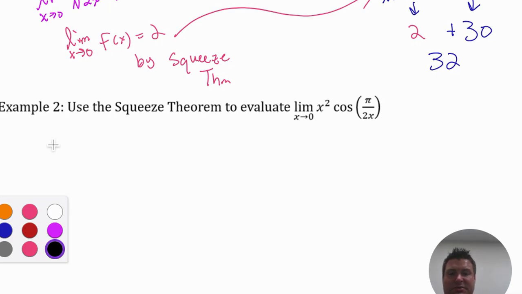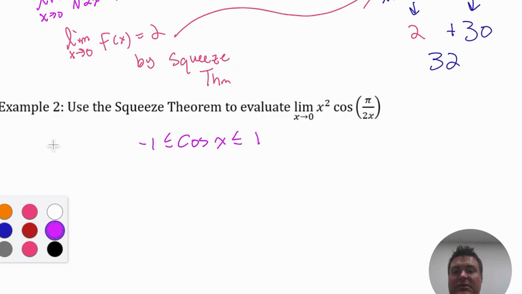But this does say use the Squeeze Theorem. So we're going to make our own compound inequality. So in order to make our compound inequality, I know the properties of cosine can help us out. Cosine of x is between -1 and 1. That is the limits of the range. That's how all sinusoidal functions work with cosine and sine.